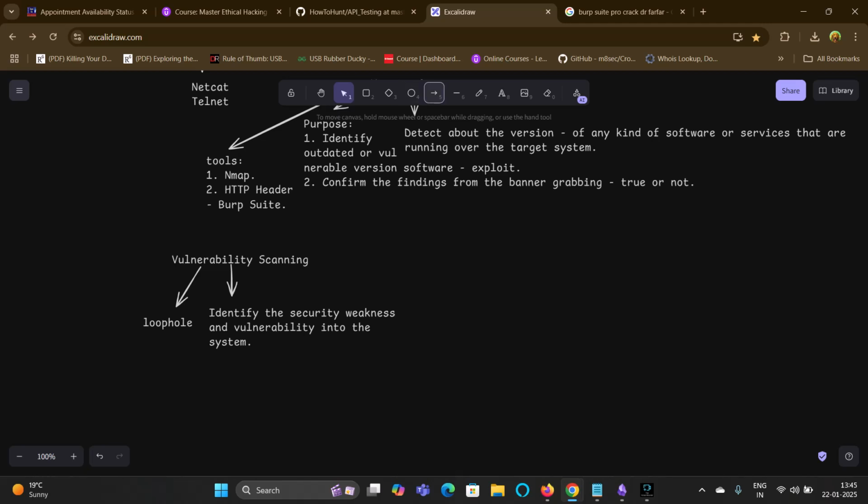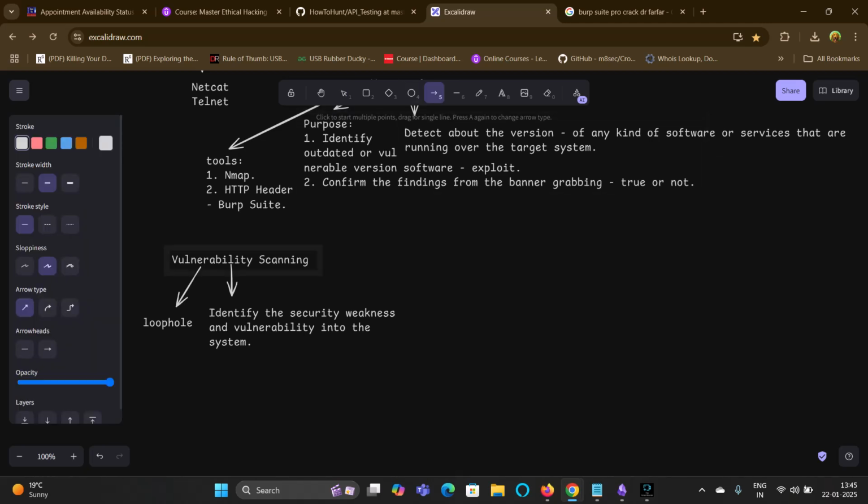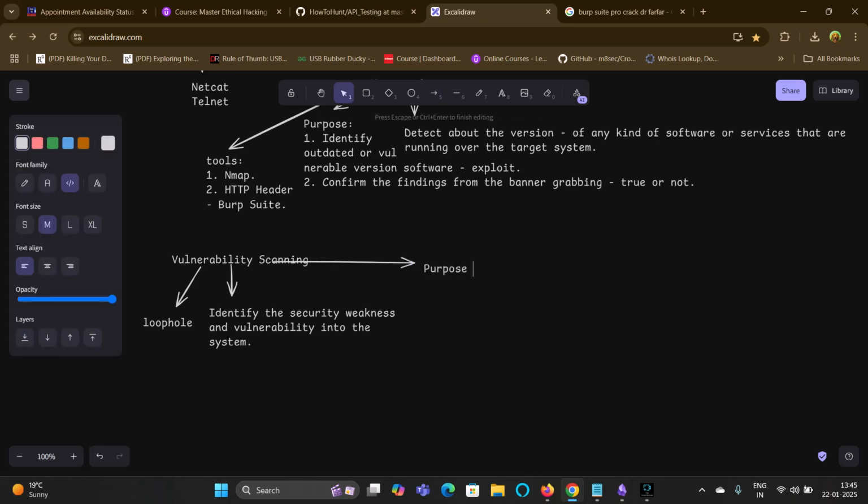Now moving on to the purpose of vulnerability scanning. Purpose is really important. As I have stated, after finding a loophole, a person can create a backdoor to get into your system. So first is to detect the known vulnerabilities that could be exploited.